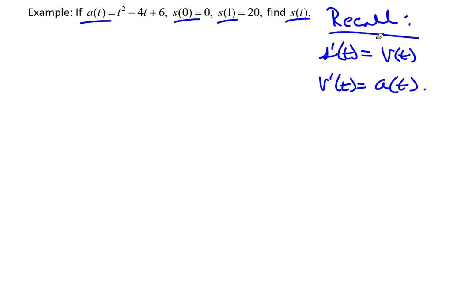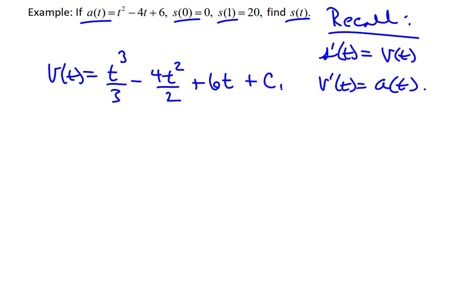So let's use that understanding of the relationship between all these different qualities or characteristics, acceleration, velocity, and position, and understand that I could start by saying v of t, which by the way is the velocity, is the antiderivative of a of t, which is the acceleration that they gave us. So I can just use the antiderivative of that, and in the same way we've been doing, get t cubed over 3 minus 4t squared over 2 plus 6t plus, and I'm going to call it c1.